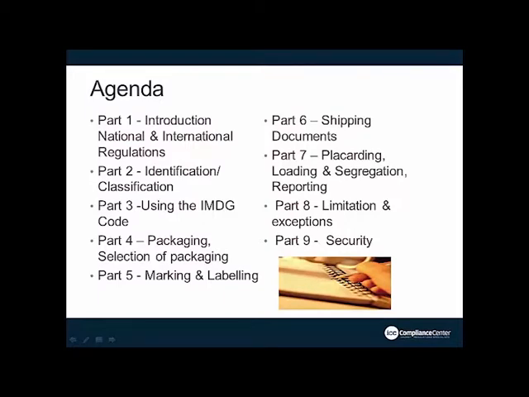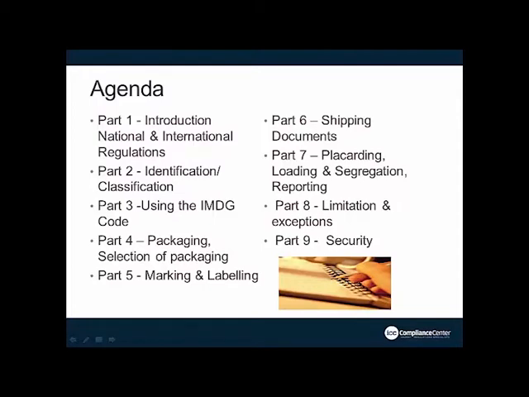In Part 4, we will discuss packaging requirements. And in Part 5, we will cover the requirements for marking and labeling packages for vessel shipments. In Part 6, we will discuss shipping papers, what type of paperwork is required for shipments under IMDG Code. Part 7 will cover 3 topics: how to placard for transportation, loading requirements and segregation, and reporting requirements for spills.